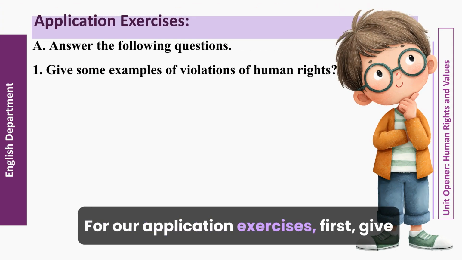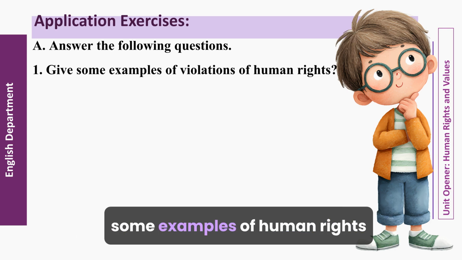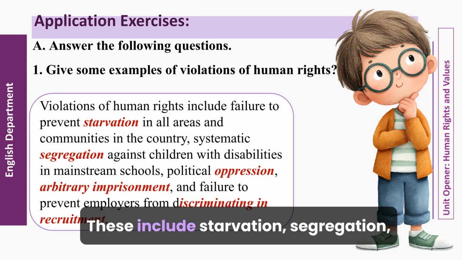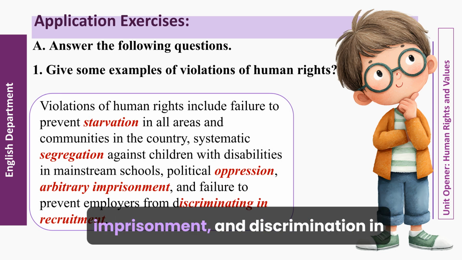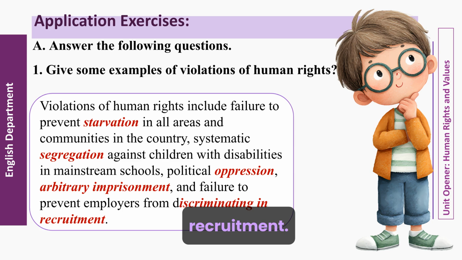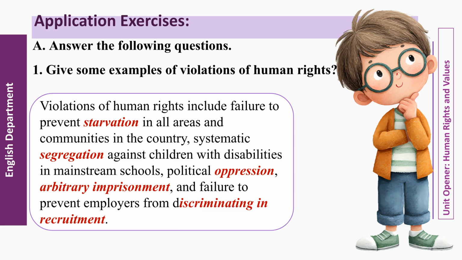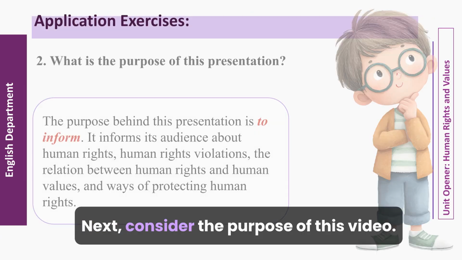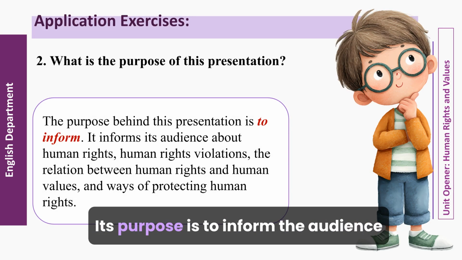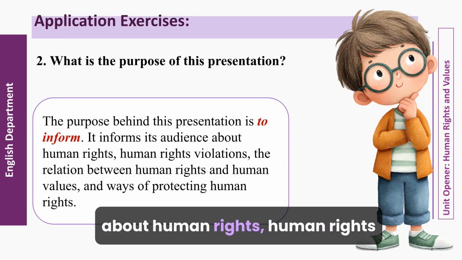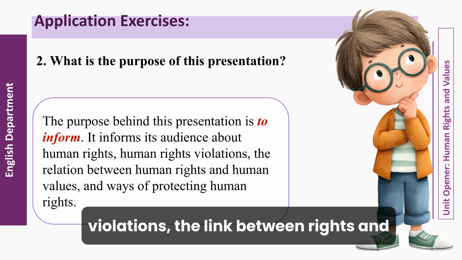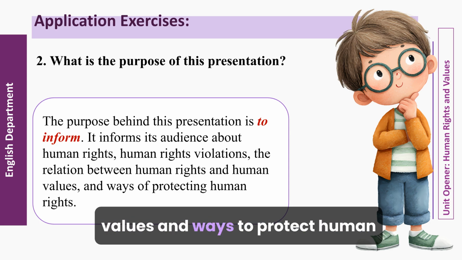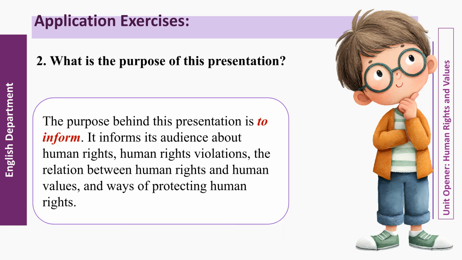For our application exercises, first, give some examples of human rights violations. These include starvation, segregation, political oppression, arbitrary imprisonment, and discrimination in recruitment. Next, consider the purpose of this video. Its purpose is to inform the audience about human rights violations, the link between rights and values, and ways to protect human rights.